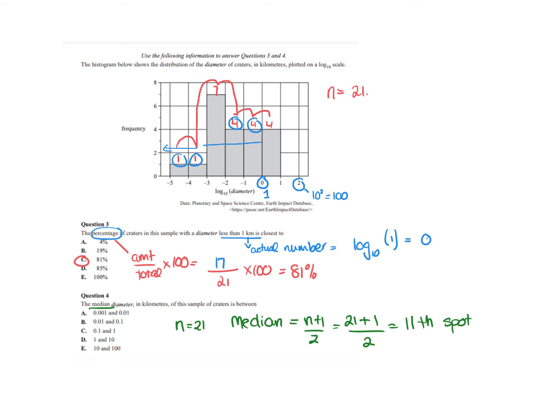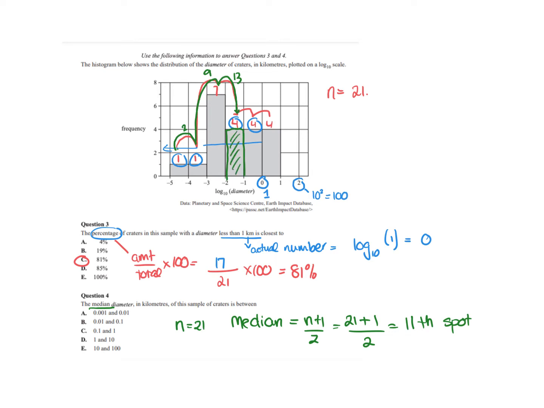So what you're going to do is start at the start and go through the frequencies, adding them up until you get to 11. So here we've got 1, and if we add another 1, we're at 2. If we add another 7, we're at 9. And then if we add another 4, we would be at 13. So what it means is the median occurred somewhere in this category.